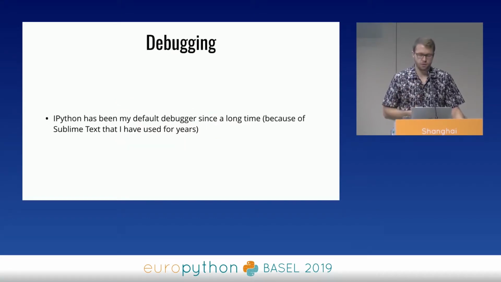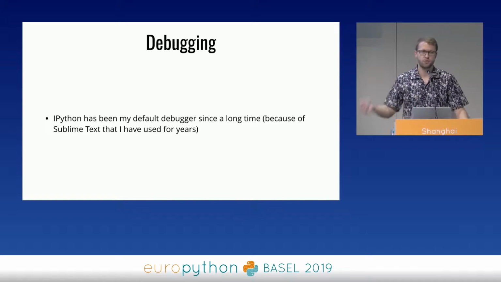Moving on to the next feature, debugging. So IPython is my default debugging tool. It all started because I was using Sublime Text for a very, very long time, and I only recently switched to Visual Studio Code, which has a pretty good debugger, but using the one from IPython still works for me in most cases.